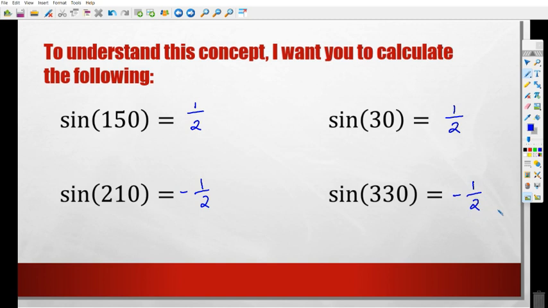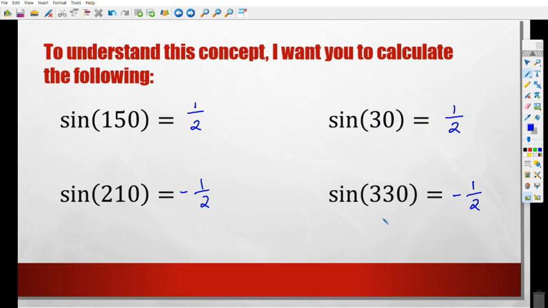Something interesting here. Can you see that we have halves everywhere? We've got 1 over 2, 1 over 2, 1 over 2, 1 over 2. But there's something strange here. It's positive here, positive here, negative here, and negative here. Now why is that? Forget about the half for now. Why is this positive for 30 and 150, but negative for 210 and 330?